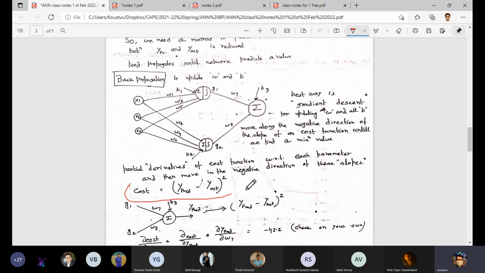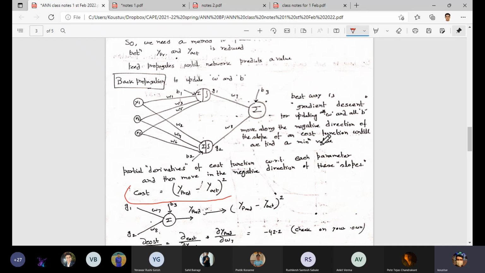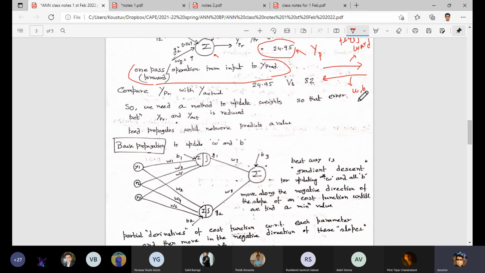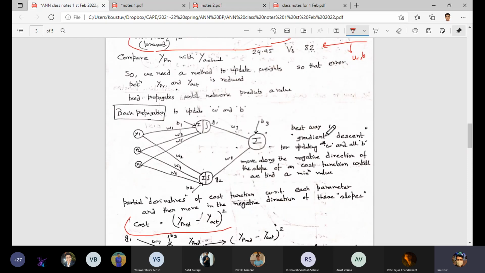Okay, so now what we are doing essentially is this: since we have to update or change, we cannot take the same W and B values for all other data sets, or we have seen that it is not performing well, so we have to correct them. One way to correct them is a technique called the gradient descent method.